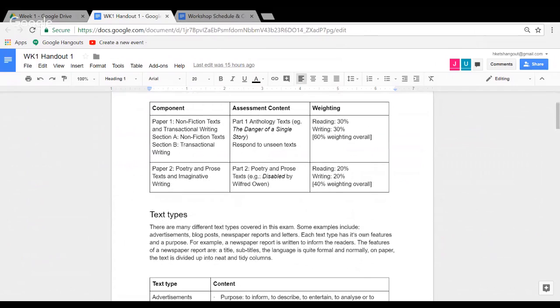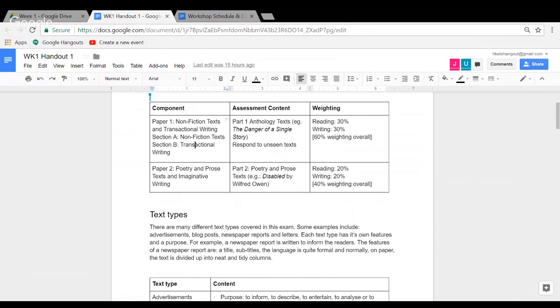Now, paper 1 is nonfiction text and transactional writing. What is transactional writing? What does the word transactional mean? Let's go with Susanna. What do you think that means? It's okay if you don't know. So that's exactly what I mean.